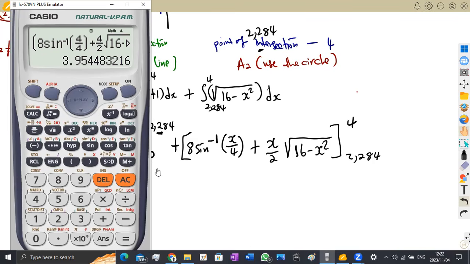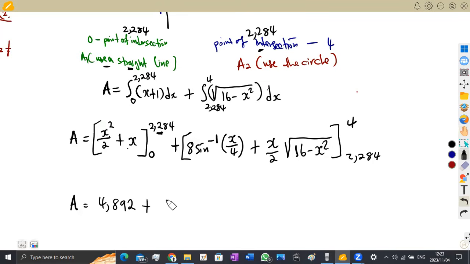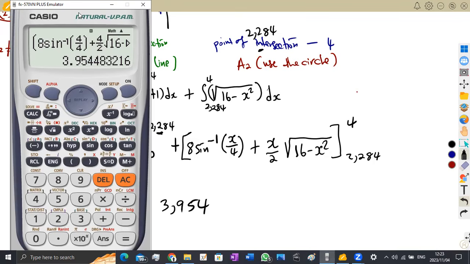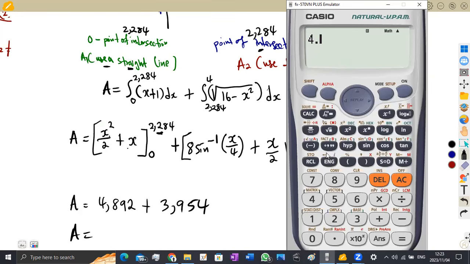So that's it. We are going to obtain something like this part, which is 3,954. All right, we've got 3,954 square units. All right, so we have to combine now these two areas that we obtained. The first one, which was 4,892, all right, plus the second one, which is 3,954, like this.